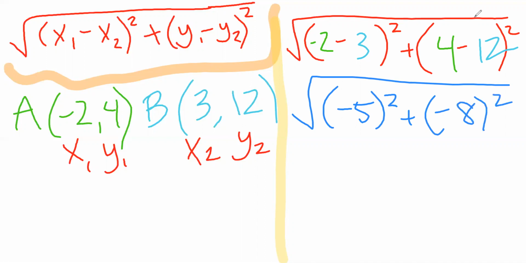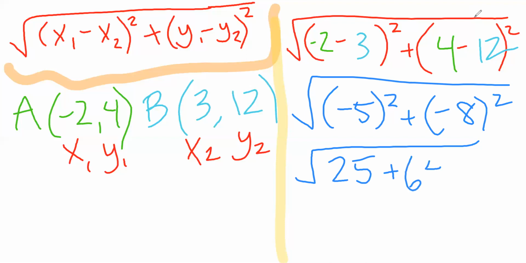And again, follow PEMDAS. After P comes E, so we're going to do the exponents, right? -5 squared is positive 25 because a negative times a negative is a positive. So everything should end up positive in here. -8 squared is 64, right? Because again, negative times a negative is a positive. Now we're following PEMDAS. We can go ahead and add these together. That is 89.